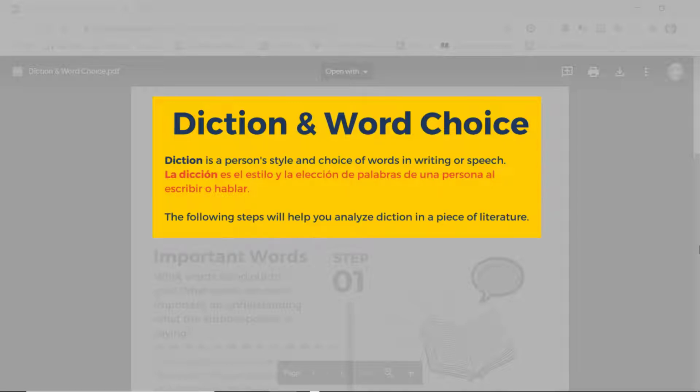I'm going to take you through 5 steps that will help you analyze diction in a piece of literature or a speech. To analyze something means to examine it and describe it in detail. Being able to describe an author or speaker's diction is important because it allows you to understand how their word choice affects the message in their piece.